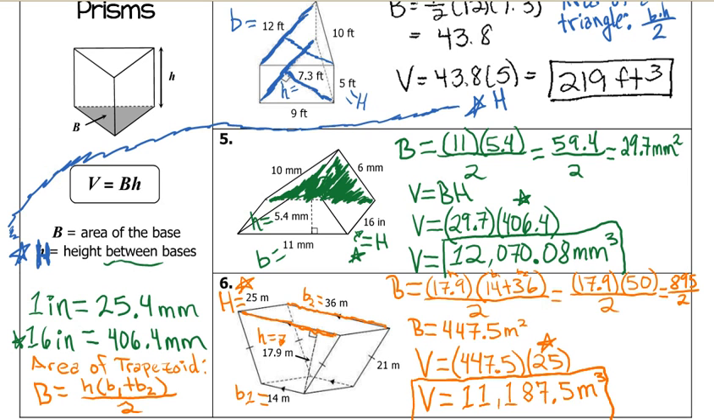So then we have our big B, right? We plug it in, and then our 25, again, 25 is going to be the height between the two bases. So between the two trapezoids, right there it started, so you can see where it's coming from. Now 25, right? I multiplied those two, so 25 times 447.5 is going to equal 11,187.5 meters cubed. So again, the volume equals 11,187.5 meters cubed.